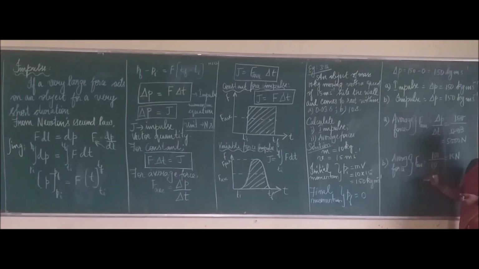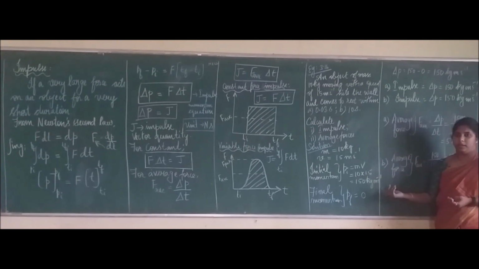Okay. So from this we have to note down that the impulse is the same for both cases, but the average force is different here. Because impulse J equal to del P is the same, but the average force is different. Okay, that's it.